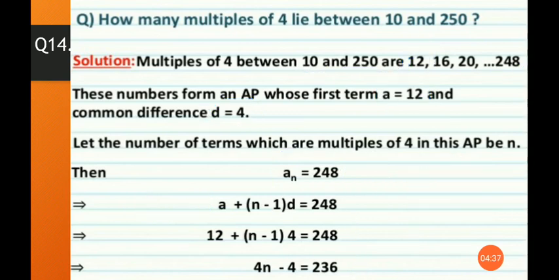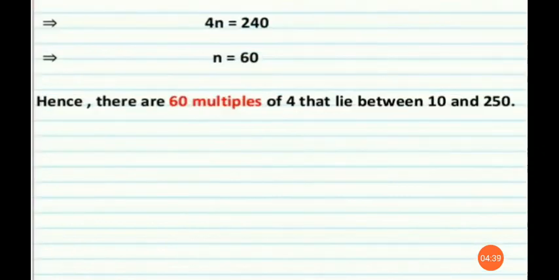The answer is 60. Hence, there are 60 multiples of 4 that lie between 10 and 250. Understood? Now moving towards the next question.